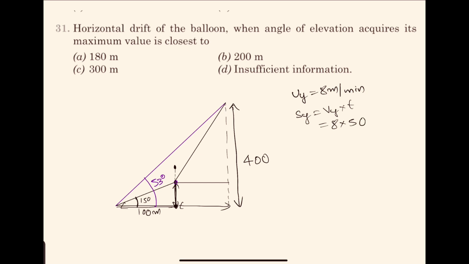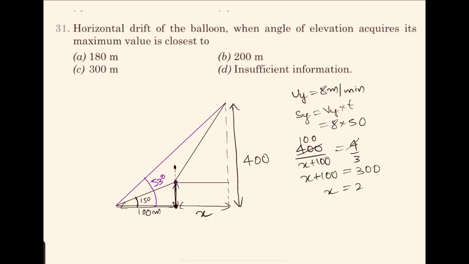So let's say this length is x. What we would get is 400 by x plus 100 is tan 53 degree, which is 4 by 3. So you would get that x plus 100 is equal to 300. So x is equal to 200. So the horizontal drift of the balloon when the angle of elevation acquires its maximum value is closest to 200 meters.